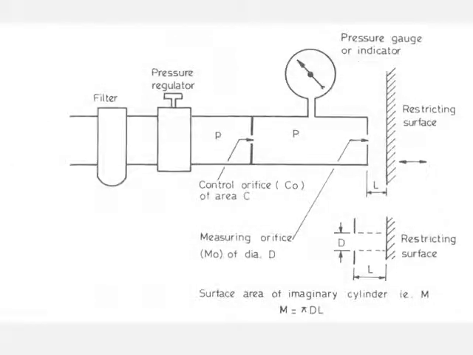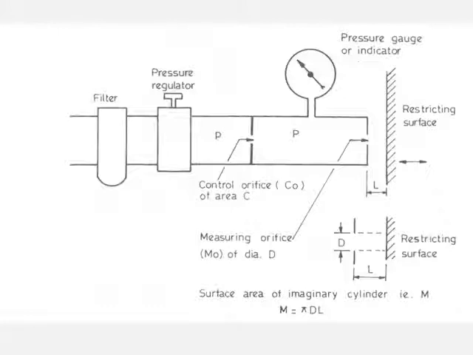So let me assume that this is a control orifice C, whereas this is a measuring orifice D. This is the target surface, whereas this is the initial filter and pressure regulator. When the air is filtered and passes through a pressure regulator at a constant pressure, the compressed air is injected into the system. Through a control orifice, the compressed air will pass and further it goes onto the measuring orifice. The effective size of the measuring orifice is going to vary based on the back pressure which is created by the target surface when the compressed air is hitting.